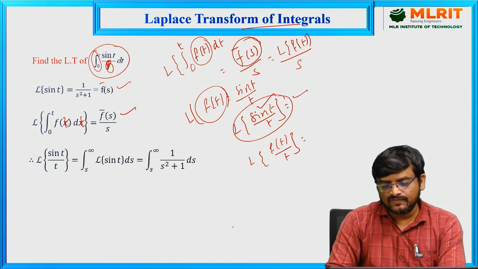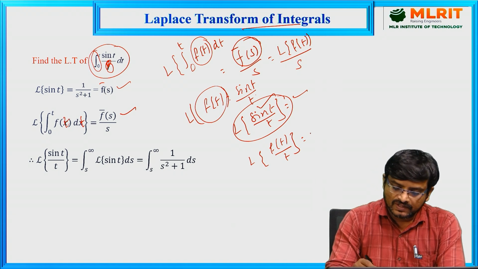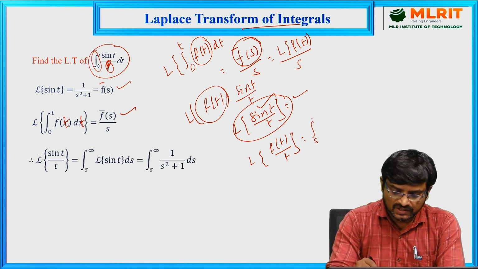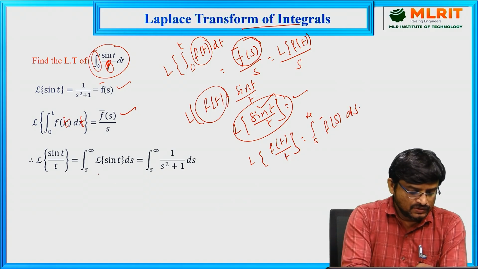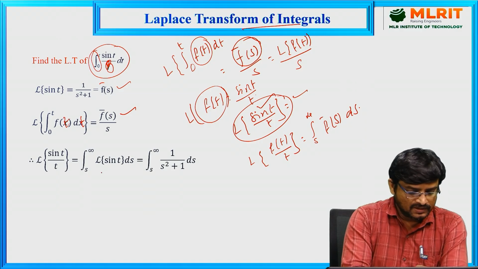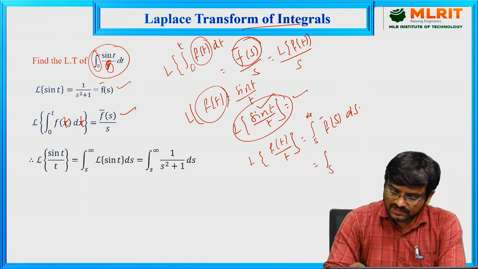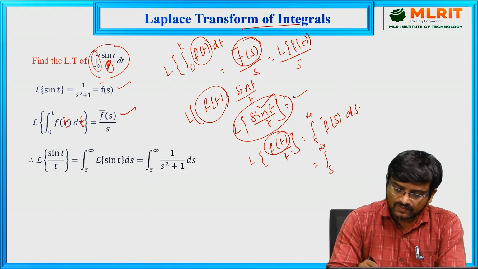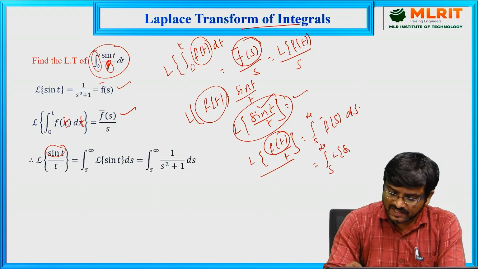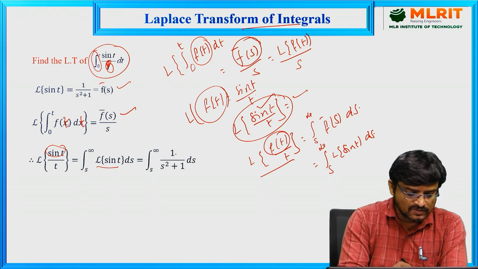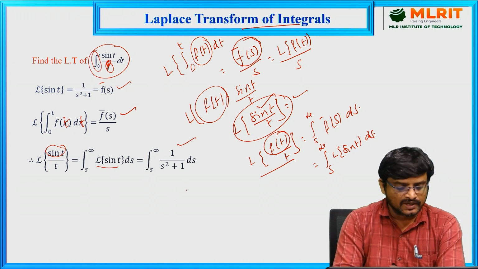So this is a standard formula which we discuss in the next video. That formula is given by integral s to infinity f bar of s ds. Now use this formula. Here, whenever we want to apply this formula, the numerator we have to consider as f of t. So you will get Laplace transform of sine t, ds. The Laplace transform of sine t is given by 1 by s square plus 1, ds.